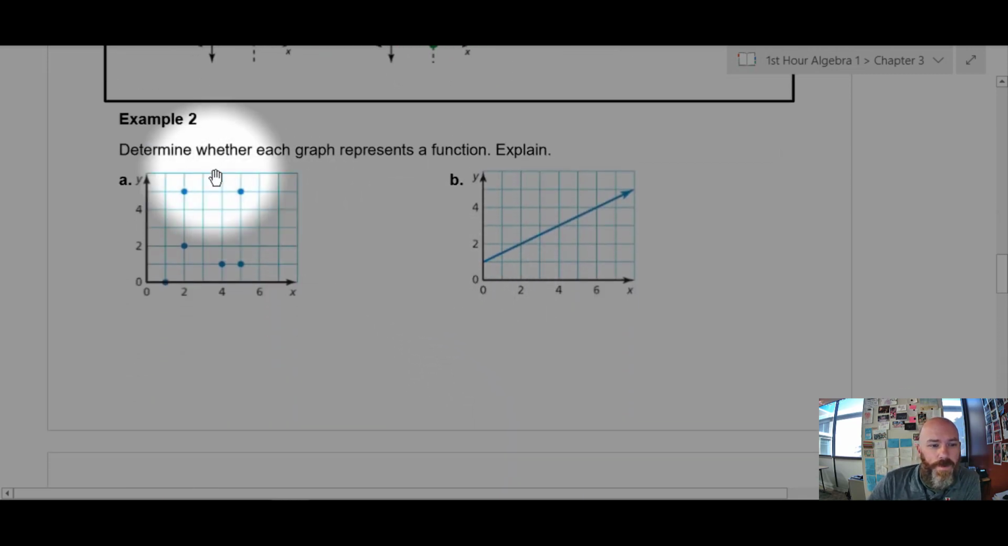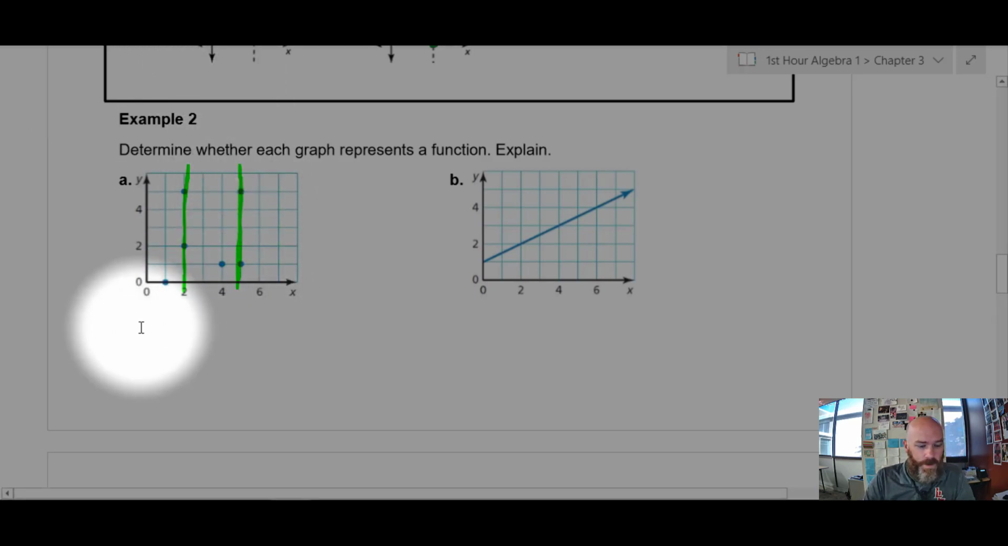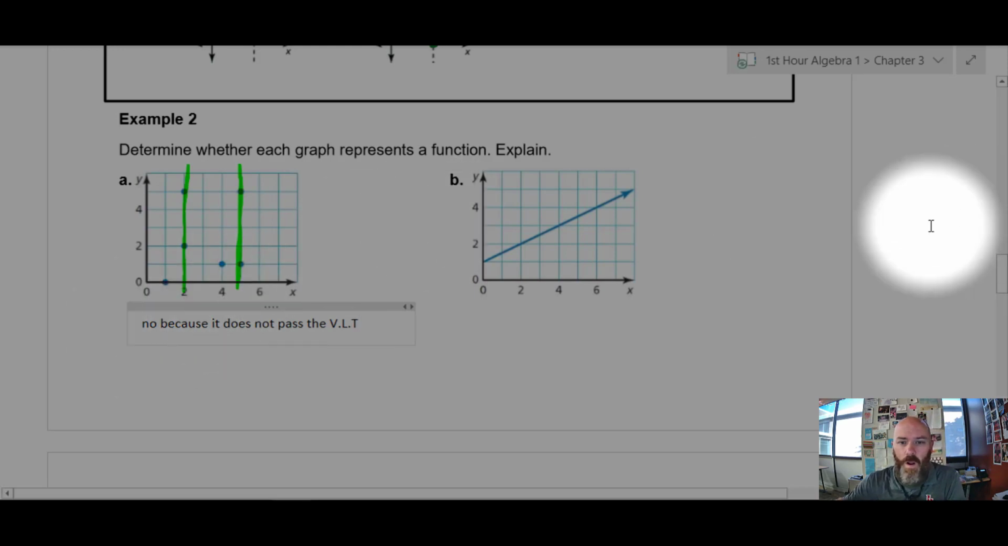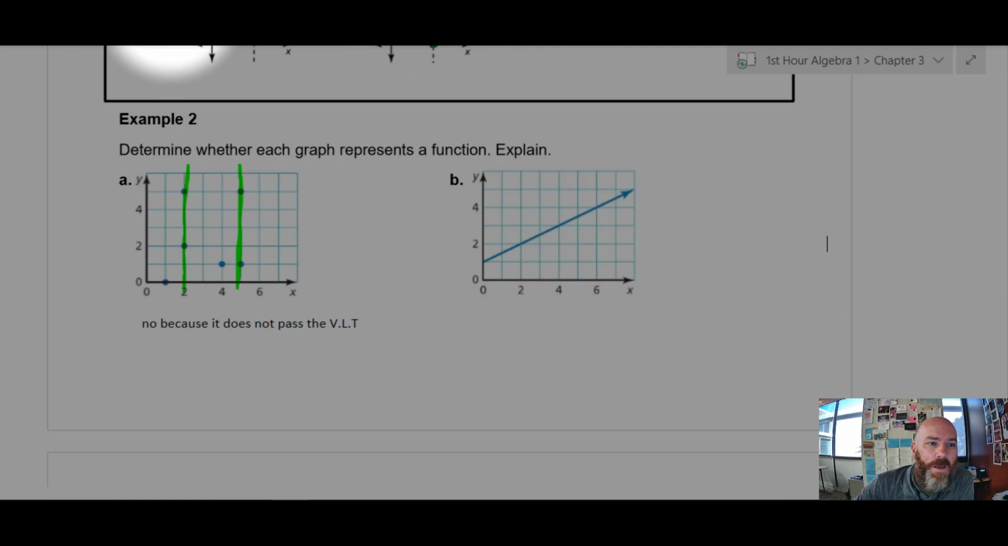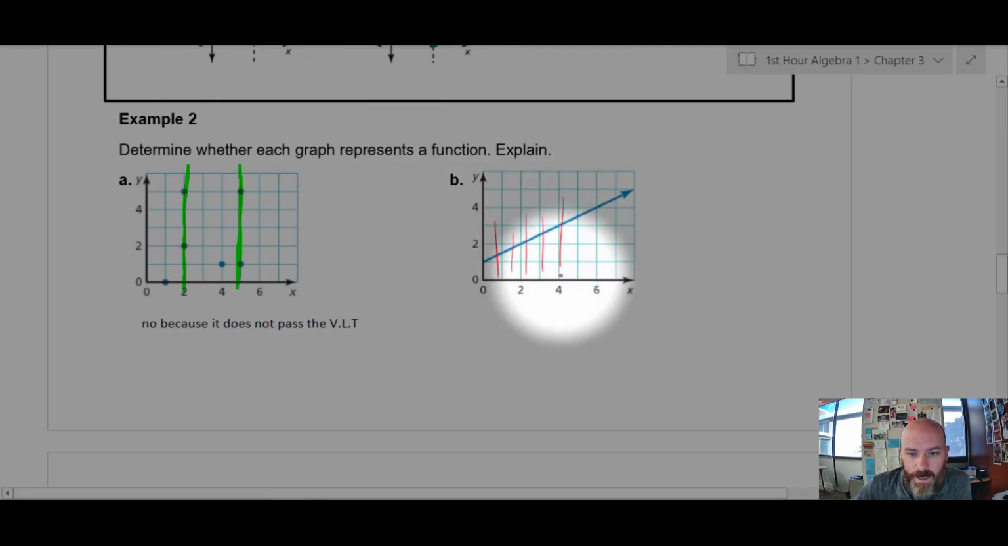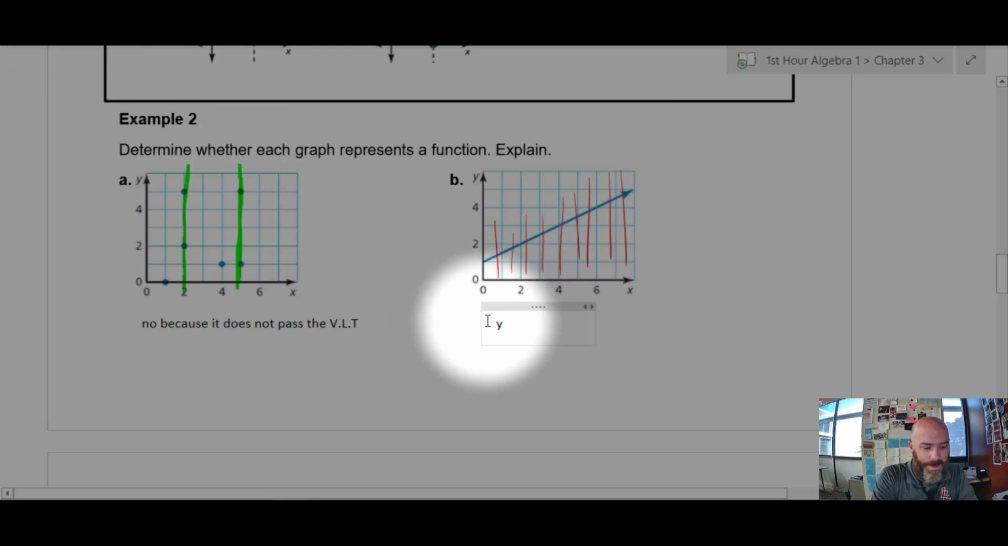Determine whether each graph represents a function. Right away I can see with graph A that these two spots right here do not pass the vertical line test. So my answer here would be no, because it does not pass the vertical line test. Or if I look at example B, anywhere I draw vertical lines, it touches the graph only in one spot. And because of that, I can say, yes, it is a function because it passes the vertical line test.